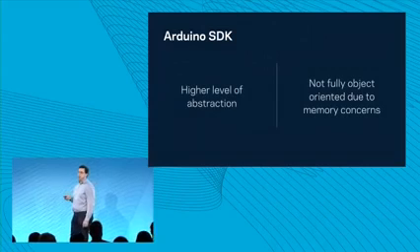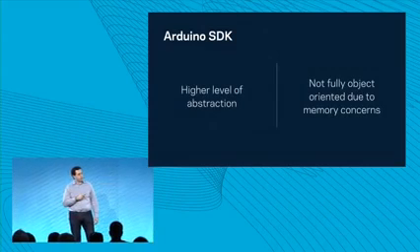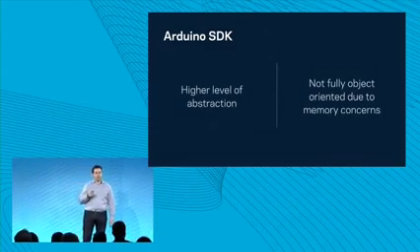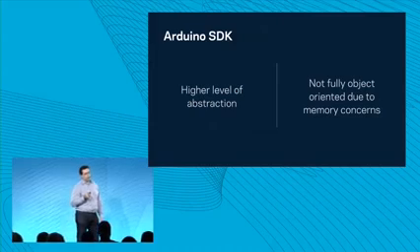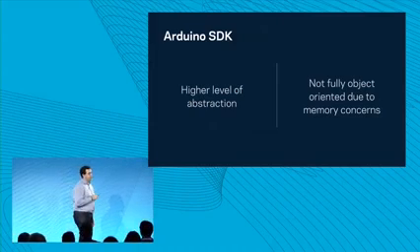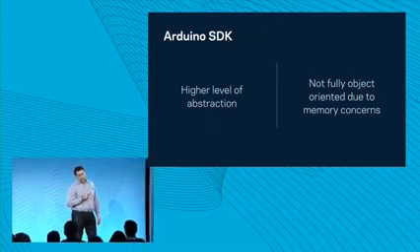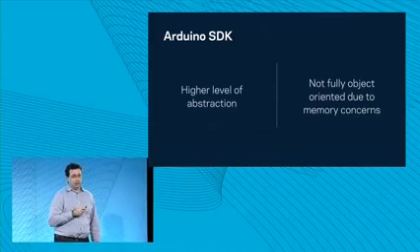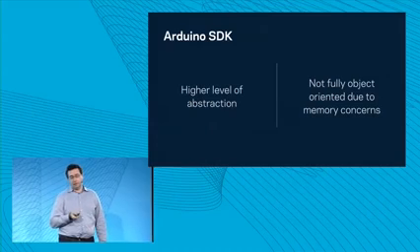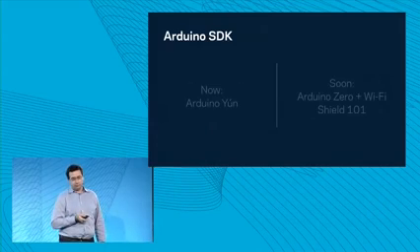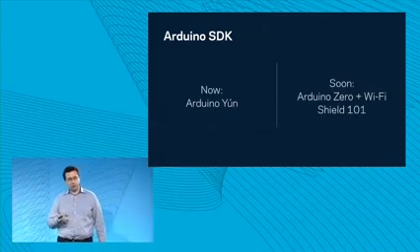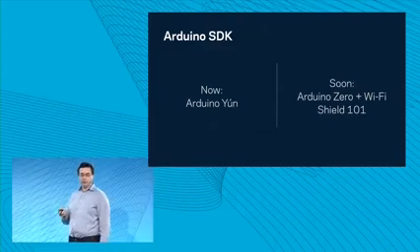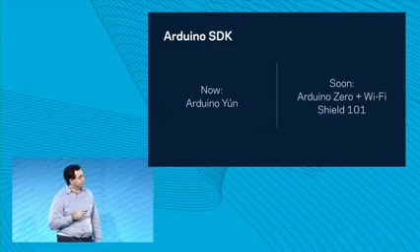The Arduino SDK offers exactly the same level of features, with a small difference: the API that we offer has a higher level of abstraction because Arduino is using an object-oriented language called Wiring. It's still not fully object-oriented, our API, because of all the device constraints that we talked about. We are currently supporting Arduino Yun, and we are working with Arduino and Atmel to bring this to the Arduino Zero and the upcoming Wi-Fi shield from Arduino.